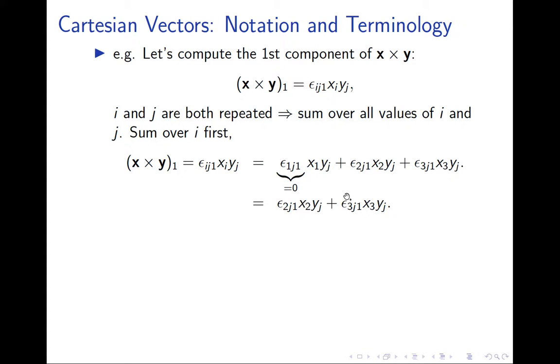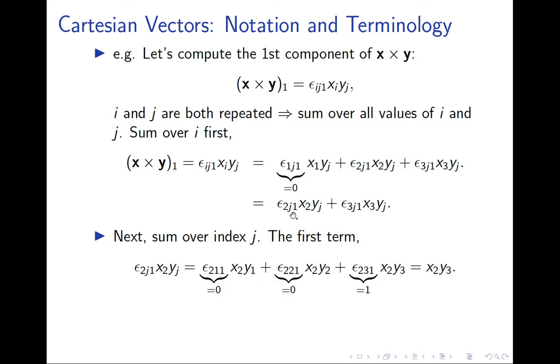Now we sum over all the j's. So j can take value 1, it can take value 2, and it can take value 3. But the moment it takes values 1 and 2, this will be 0, because epsilon is completely antisymmetric, so it has taken value 0. And then the only non-vanishing case is when j is equal to 3, so y will be 3. So the first term is x2 y3. Similarly, you can show that the second term is minus x3 y2.